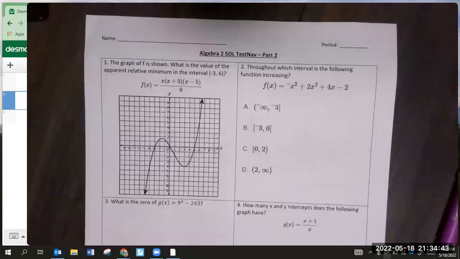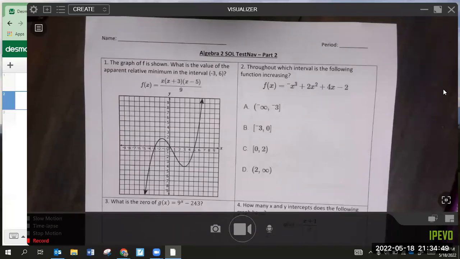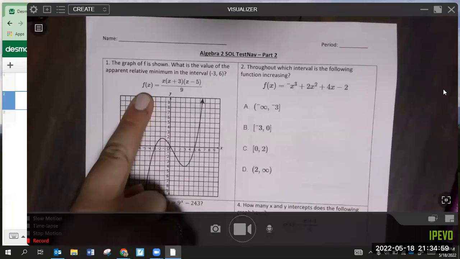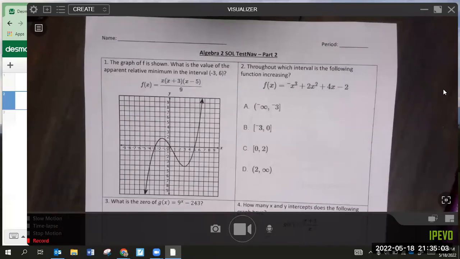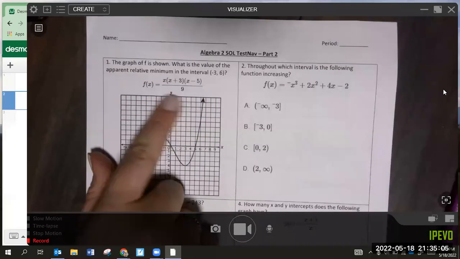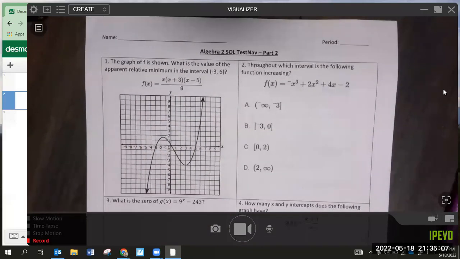All right. We are going to talk about the TestNav 8 questions for the Algebra 2 SOL. We're picking up at question 24. Graph of f is shown below. They even give us the function x times (x plus 3) times (x minus 5) all over 9, so we don't have to put this into Desmos. It's going to show us anyway.